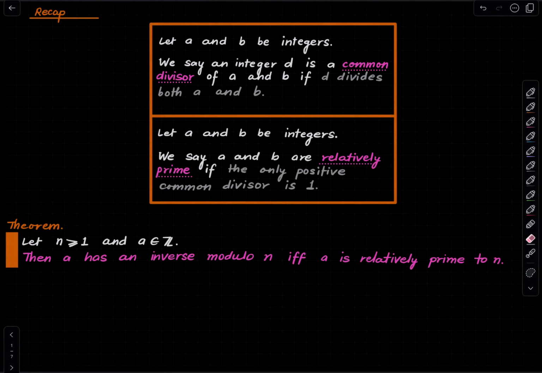Welcome to this lecture series in number theory. In this lecture, we'll look at a very interesting puzzle and we will solve that puzzle by means of the notion of inverses. Alright, so let's recall a few things.